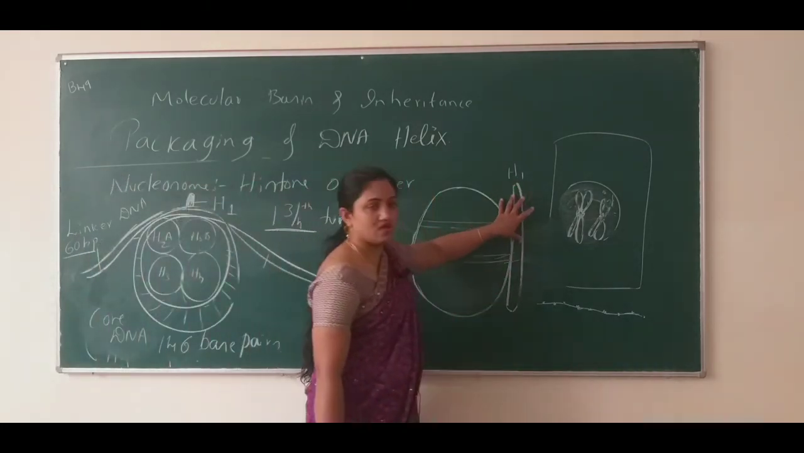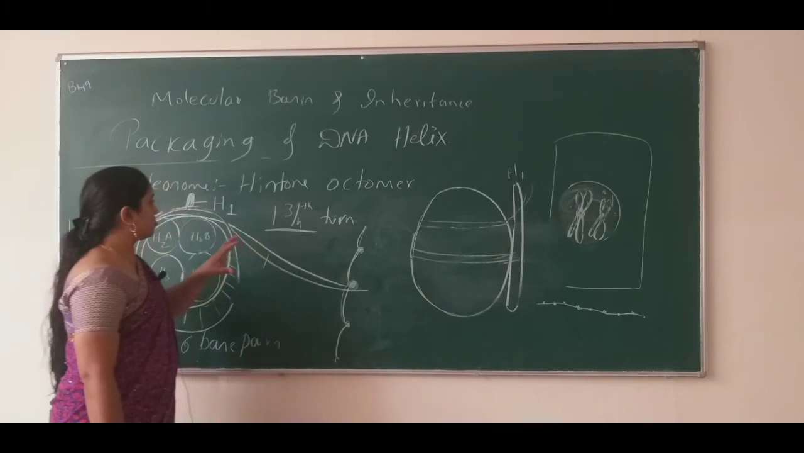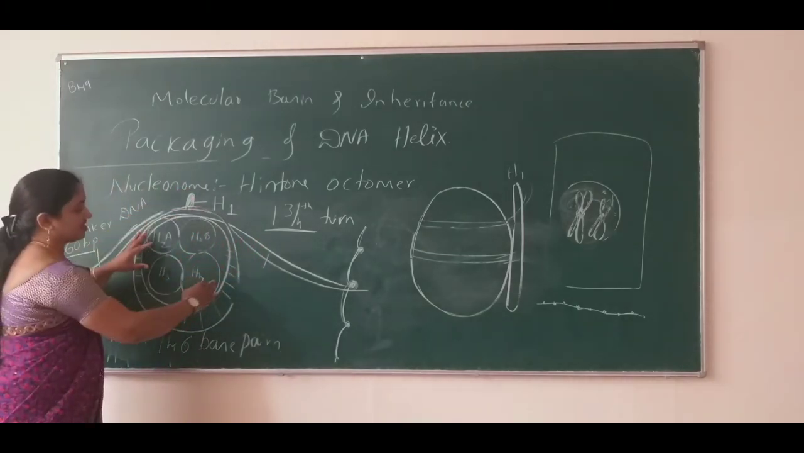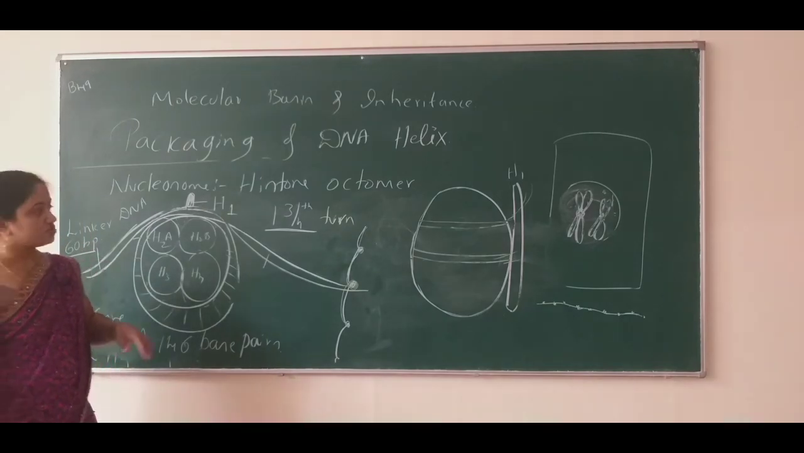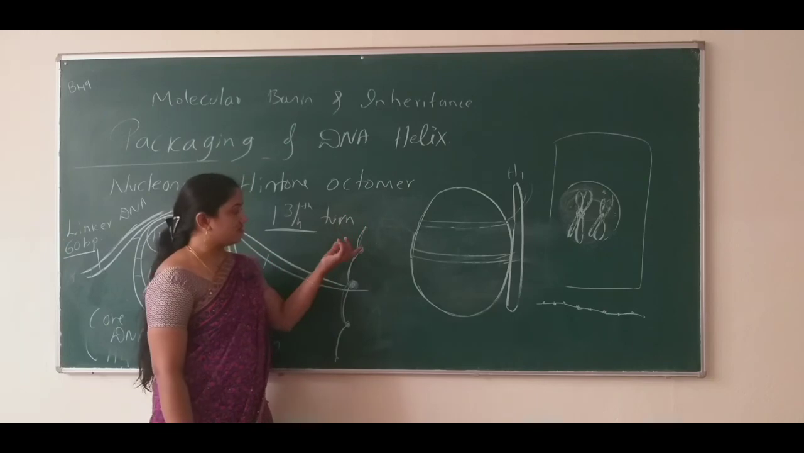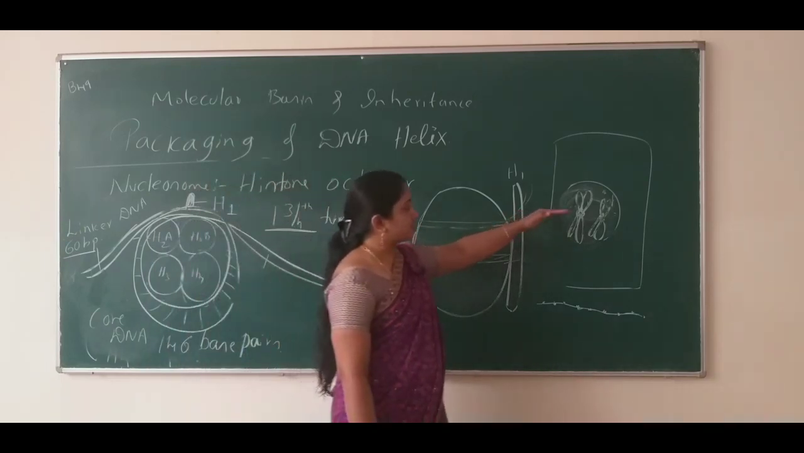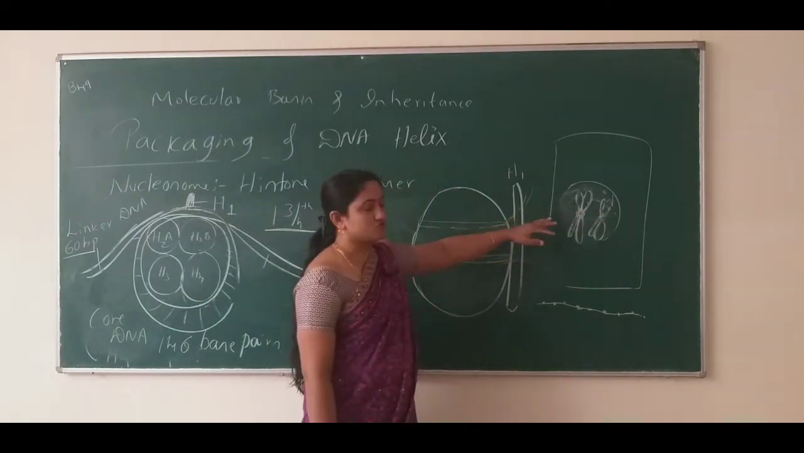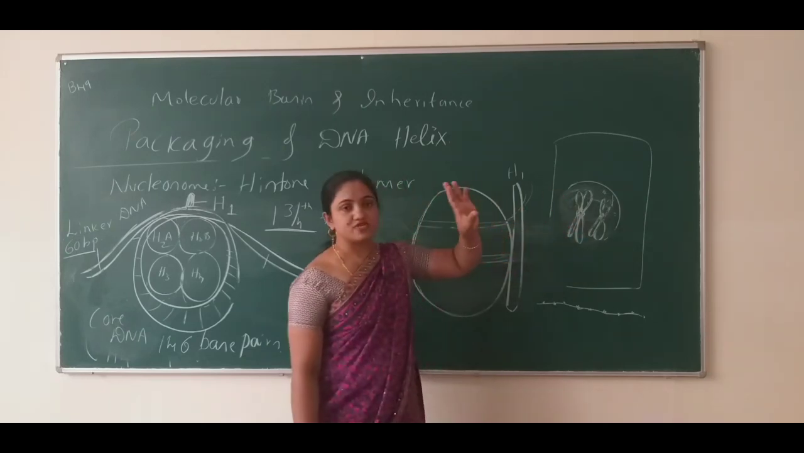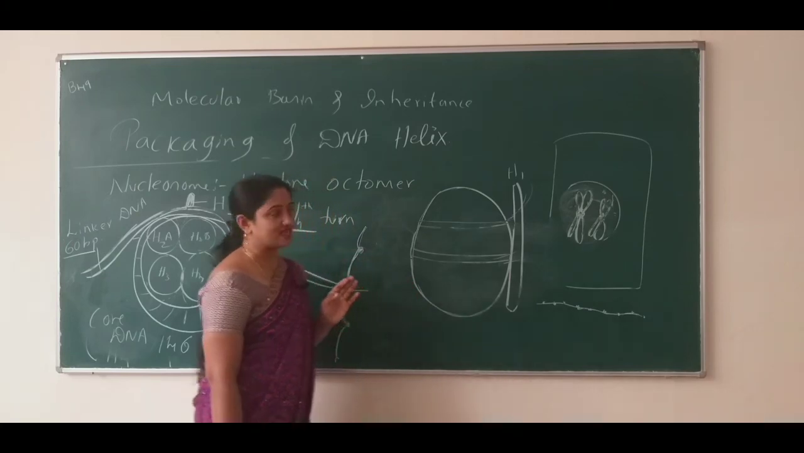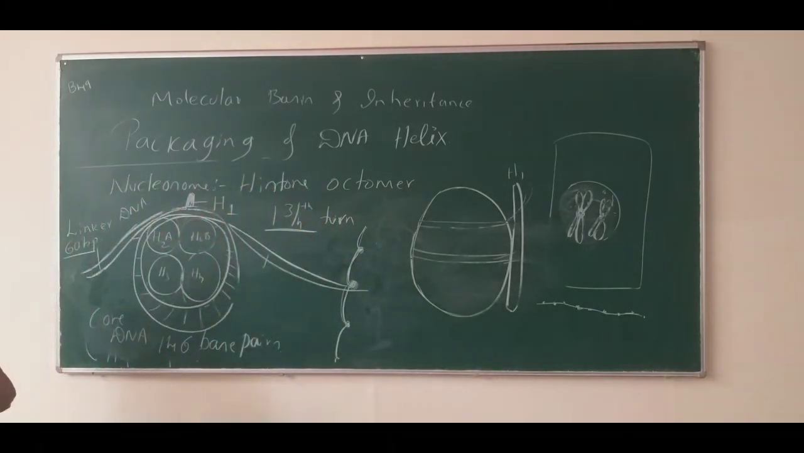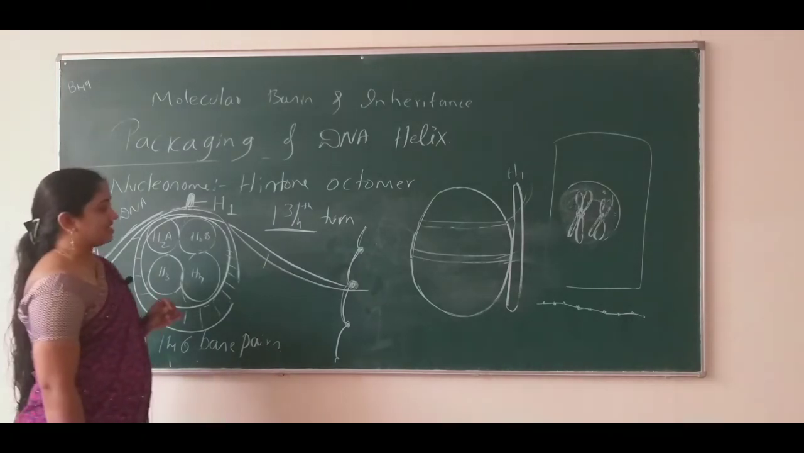And we talked about one more clamp, no? This clamp holds the DNA strand and octamer. At the time of cell division, when the chromosome attains this structure, the octamers get condensed. Alright, so that's all about the packaging of the DNA helix.